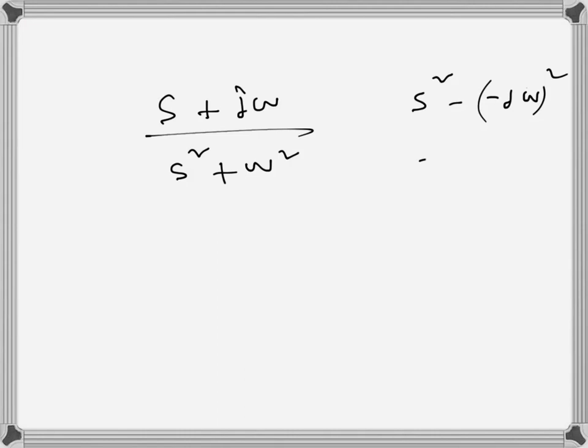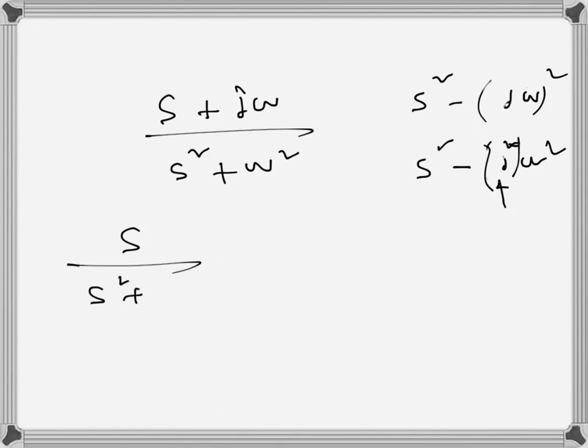So this is becoming s square minus j square omega square, where j square is negative 1. So it becomes s square plus omega square. So we have s over s square plus omega square plus j omega over s square plus omega square.